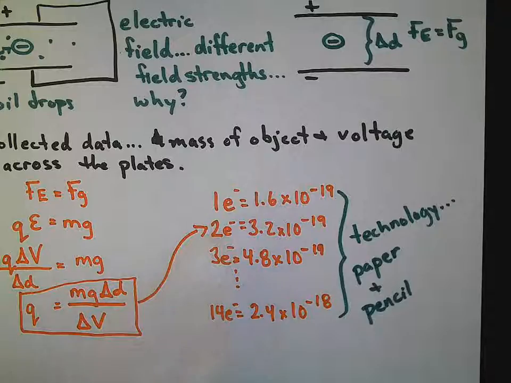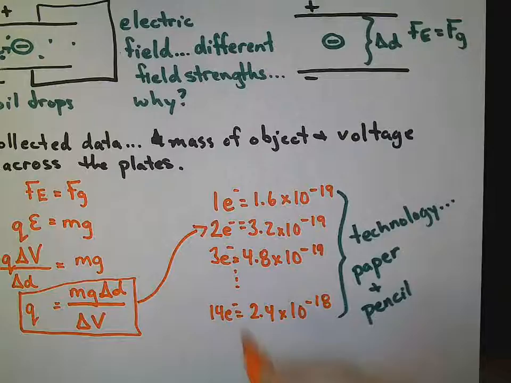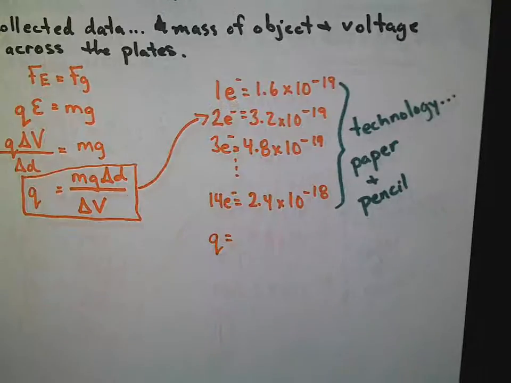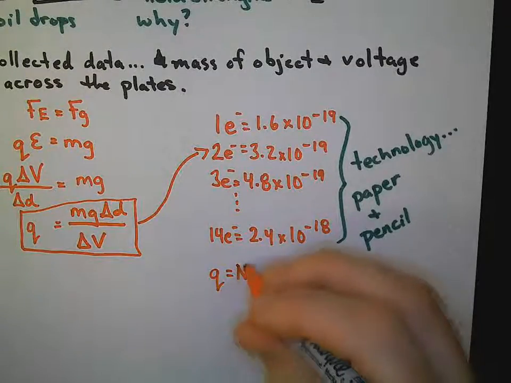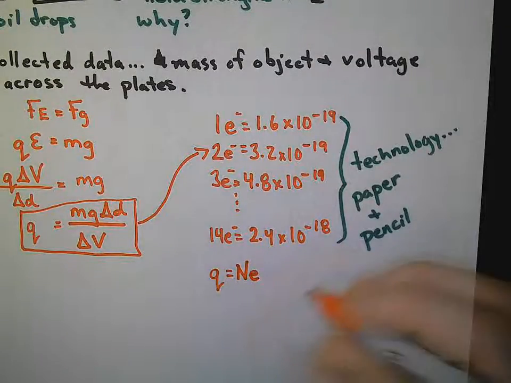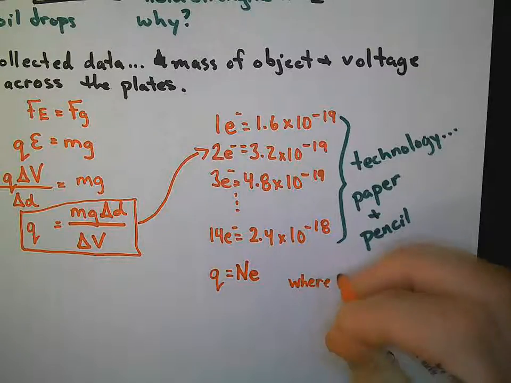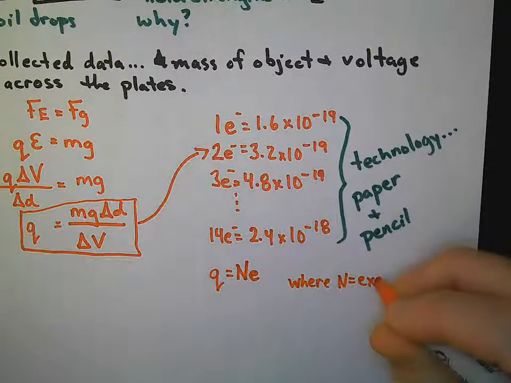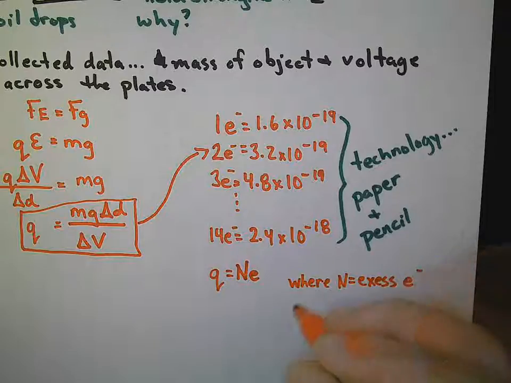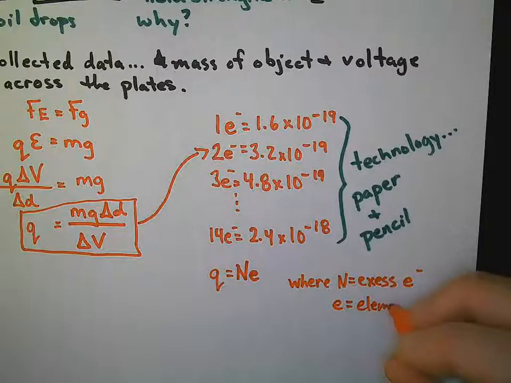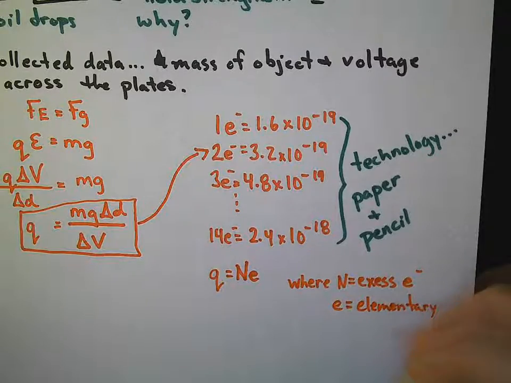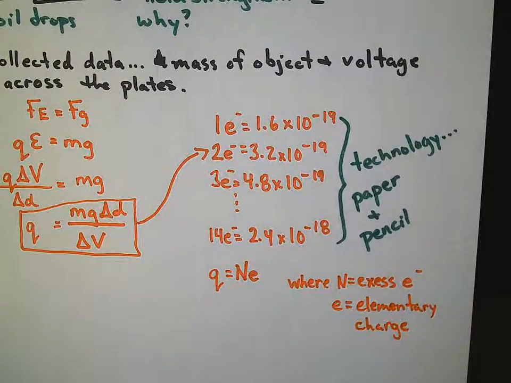And this here gave us another equation: the fact that Q, our charge, was equal to N E, where N is the excess electrons and E was our elementary charge of one electron, in this case 1.6 times 10 to the negative 19 coulombs.